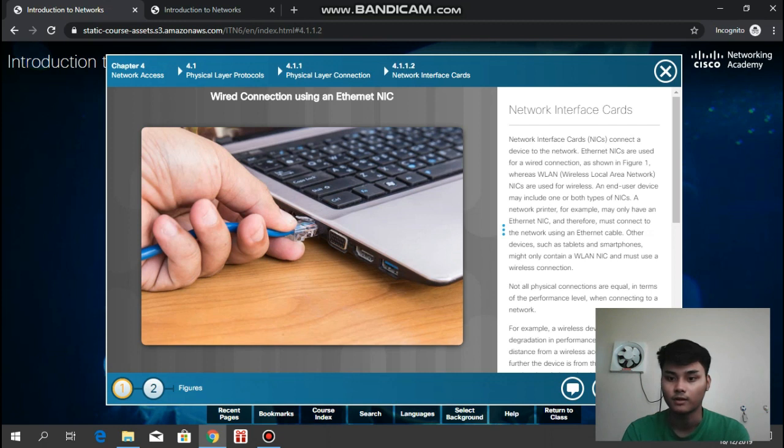Smartphones and tablets cannot be connected through a wired connection because they have no wired ports, so we will not plug them in. We will use wireless.